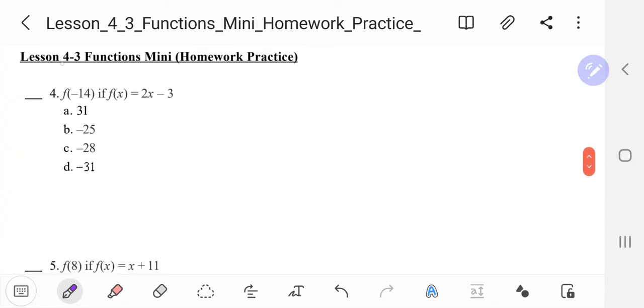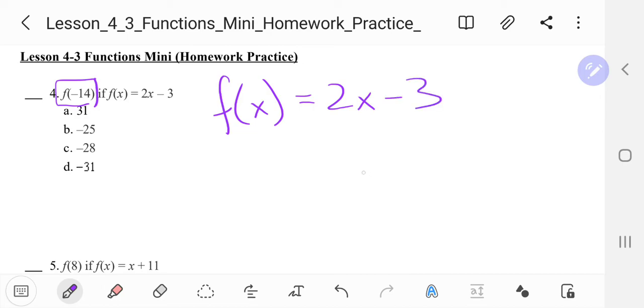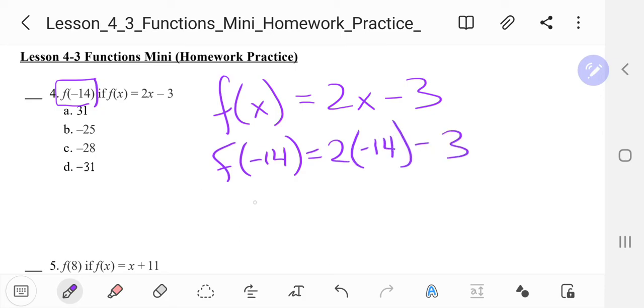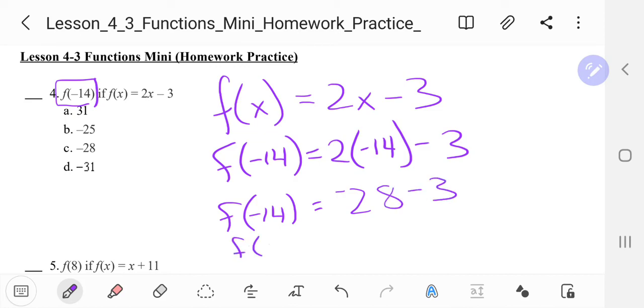Moving right along. This says right here, the value of the function, what is it when x is negative 14? So we write the original, right? And now we just substitute in negative 14. And now we just got to do the math. So the value of the function when x is negative 14, that would give us negative 28 minus 3. And the value of the function when x is negative 14 would be negative 31.